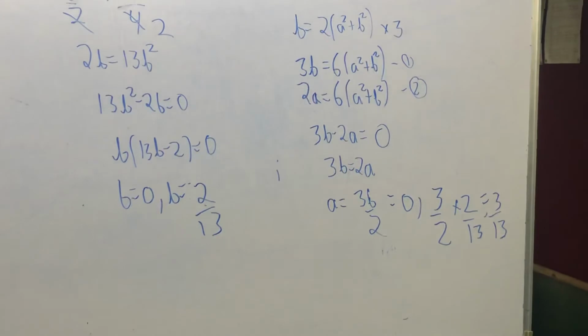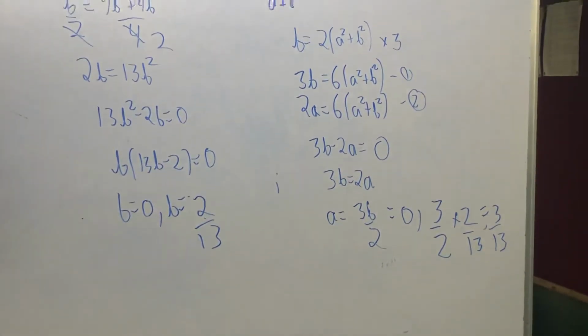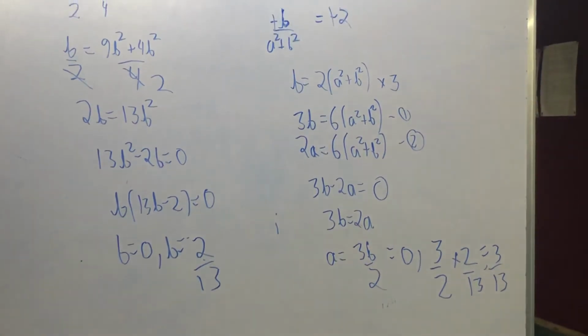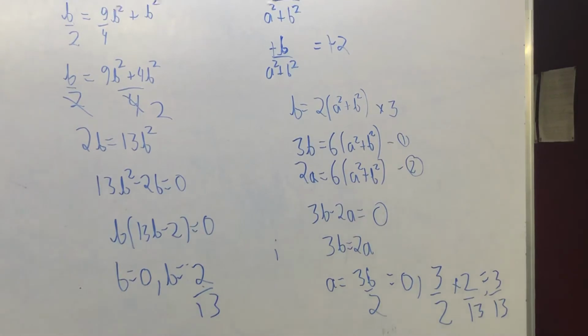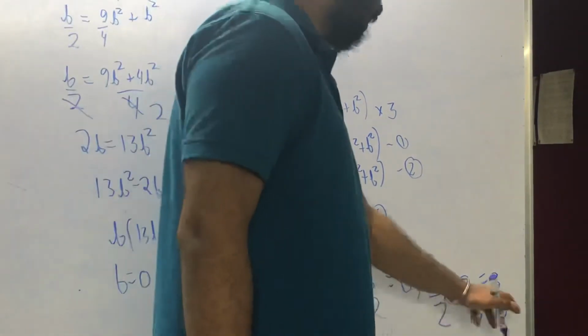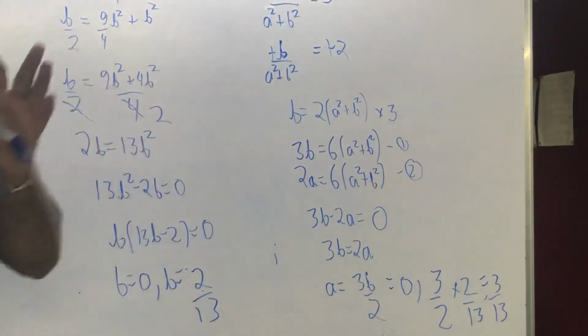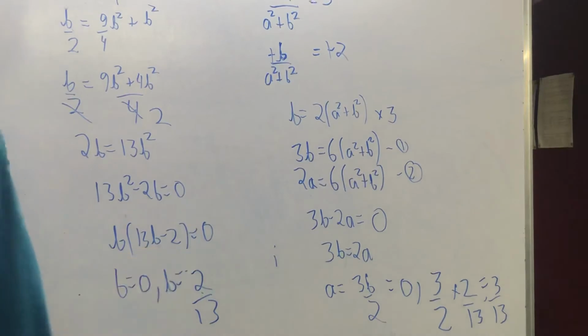Okay. So this is the answer. Now one doubt must be coming to your mind that you are getting two values, 0 and 2 by 13, and here you are getting 0 and 3 by 13. But the answer should be only one value of a and b you will take. So is the value 0 possible for a and b?